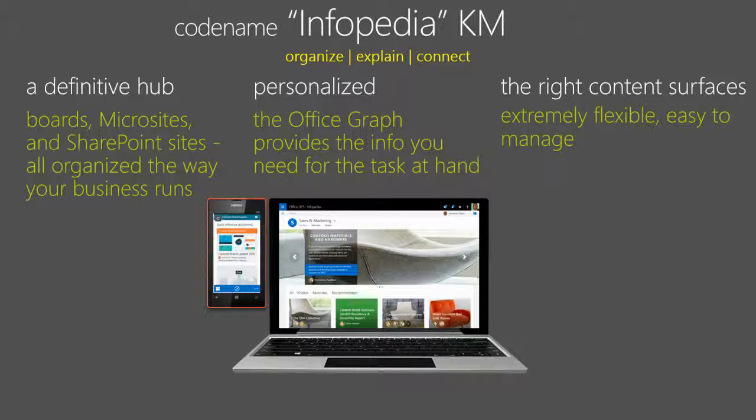Infopedia is going to be a location that will roll up things like boards. You've probably seen boards in Delve already at several other sessions. Microsites, there was a good session yesterday on KM and microsites. So if you haven't seen that session, you should go watch the video. But these Infopedia sites really roll up all these different types of knowledge management systems. We imagine that it's going to be very personalized. So Office Graph is going to allow us to give you content that is relevant to you, to the things you're working on, to the people you work with, to the projects, and so on.